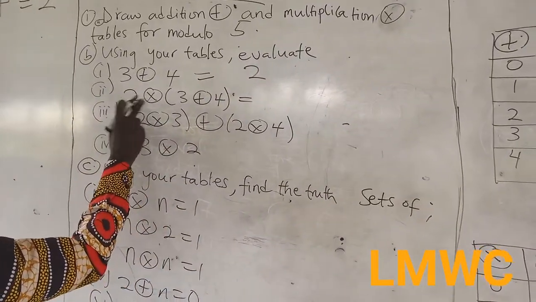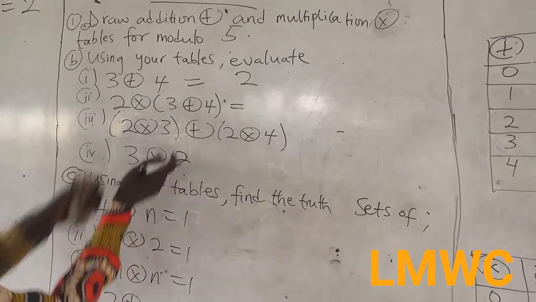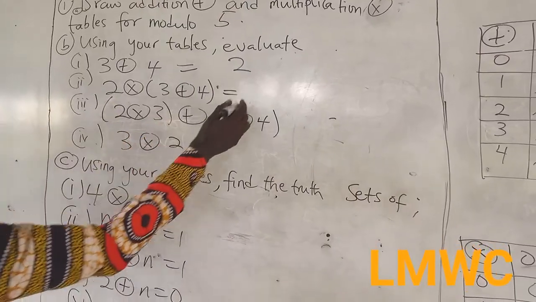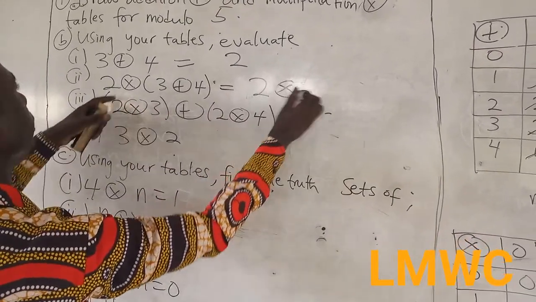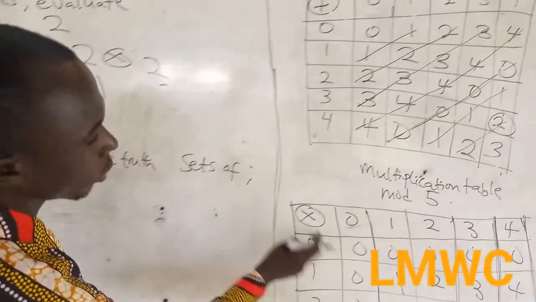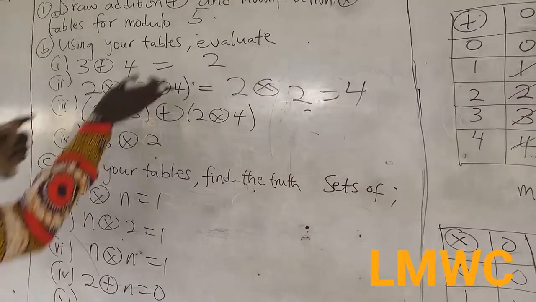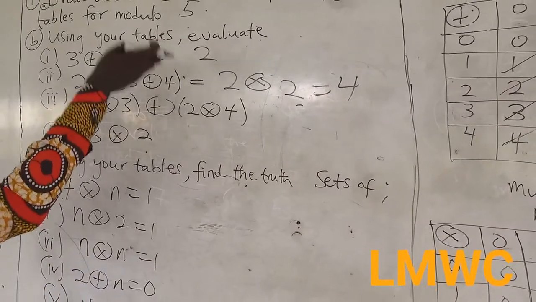We are given 2 times (3 plus 4). You first solve the bracket, and we know 3 plus 4 is 2. 2 times 2, we are getting what? 4. So our answer for this second one is 4. So always, if you are given a bracket, you solve for the bracket first.